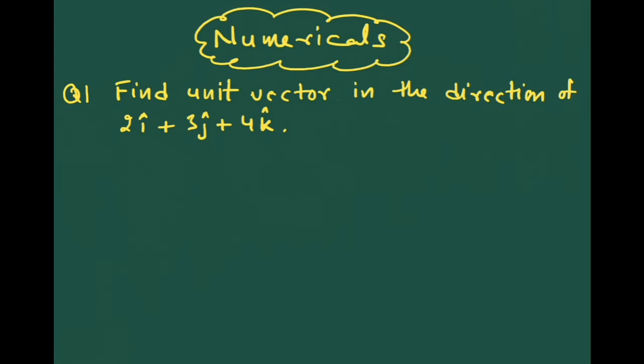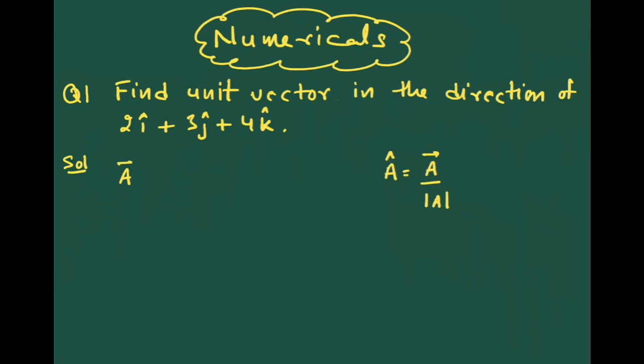Now let's do some numericals. Question 1. Find unit vector in the direction of 2i cap plus 3j cap plus 4k cap. So first, understand the meaning of unit vector. A vector A is said to be a unit vector if it has this formula. So for any unit vector, this formula is applicable. So A cap is equal to vector A upon mod of vector A.